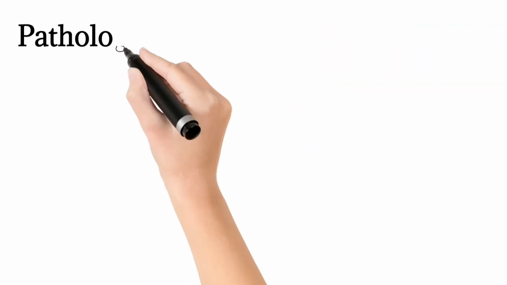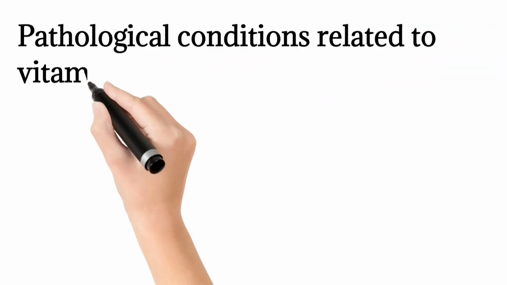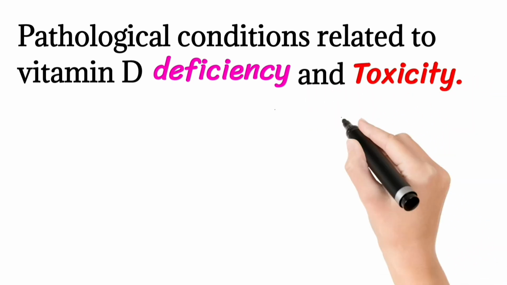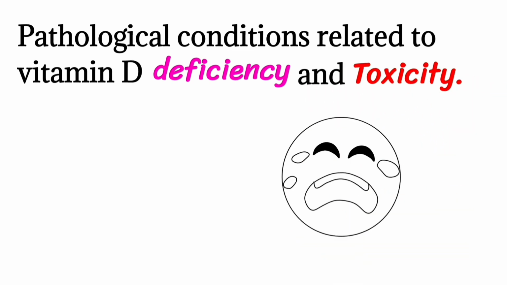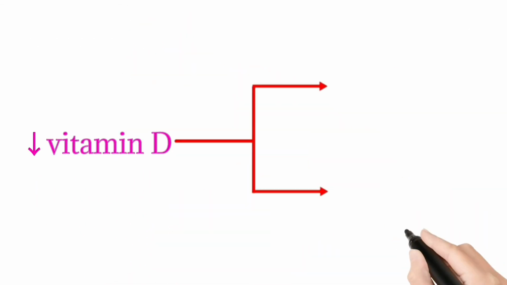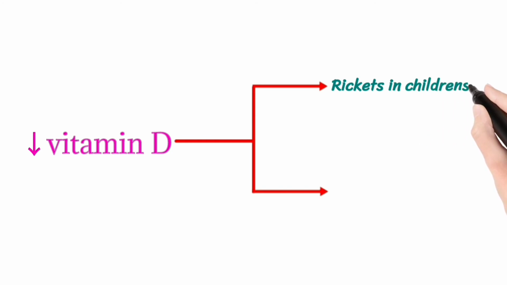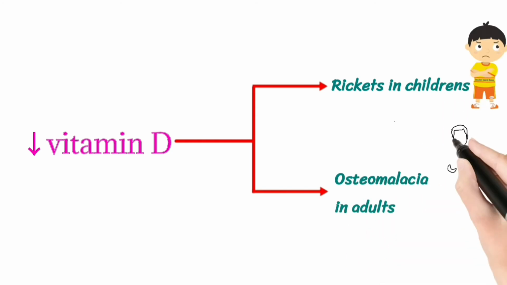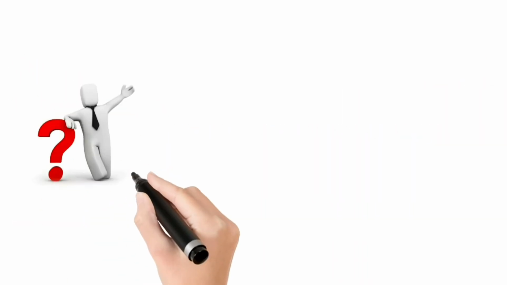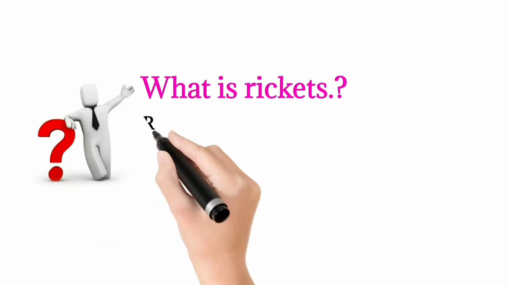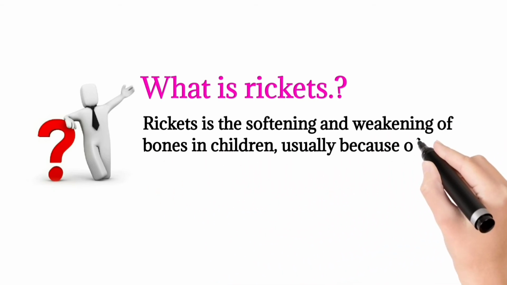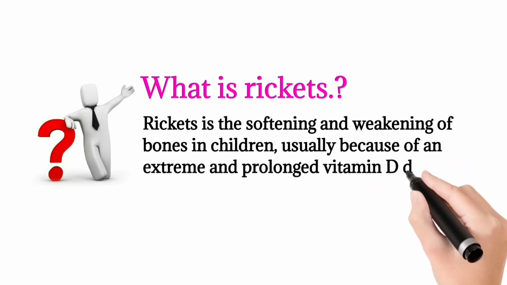Pathological conditions related to vitamin D deficiency and toxicity. Decreased vitamin D or deficiency of vitamin D can lead to serious problems, which are rickets in children and osteomalacia in adults. First, we will discuss what rickets is. Rickets is the softening and weakening of bones in children, usually because of an extreme and prolonged vitamin D deficiency.